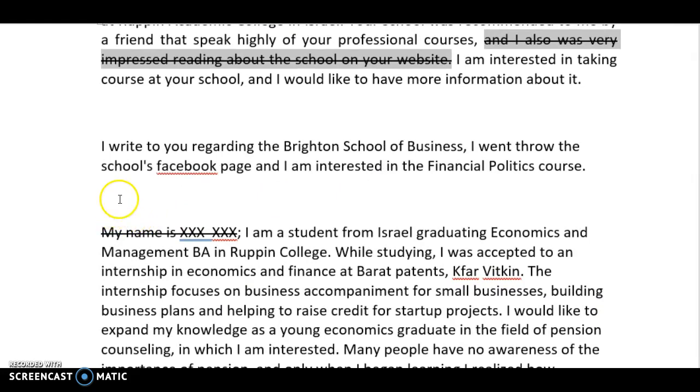The next one. I read it a few times, and at first I was a little bit concerned, but then I realized, wait a second. I'm writing to you about the Brighton School of Business. I went over the school's Facebook page, and this is where I stopped. And I said, well, they got an ad, but it would be a very logical step to now go to Facebook and see what they're there. And I'm interested in the financial politics course, and it becomes very specific, and it's really very, very focused, so it's really quite a good opening.